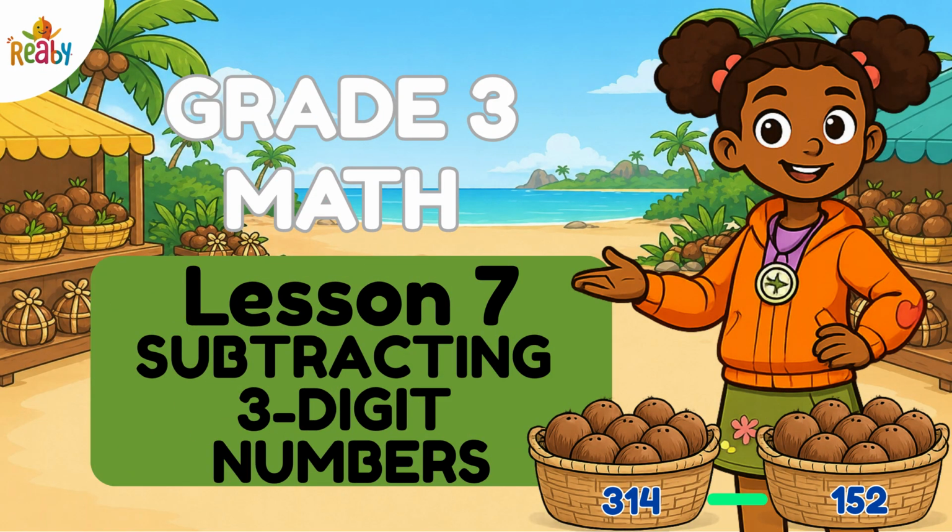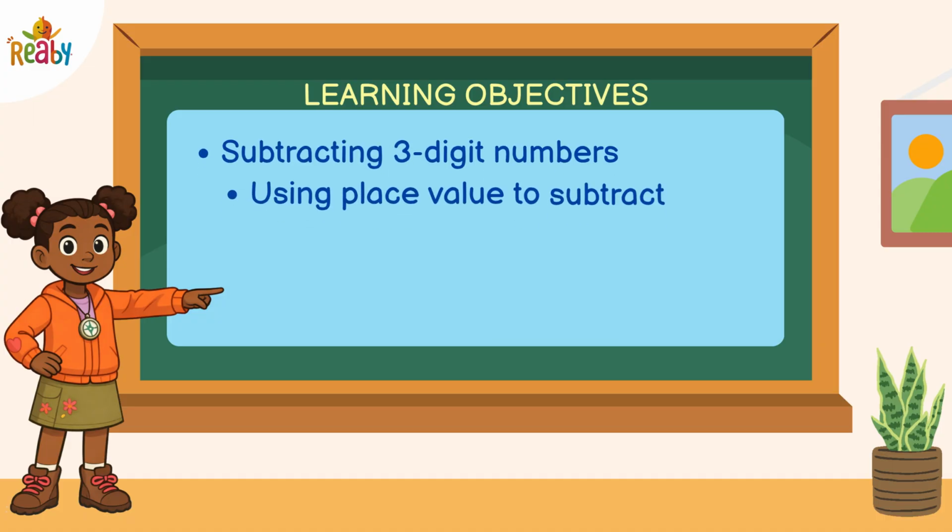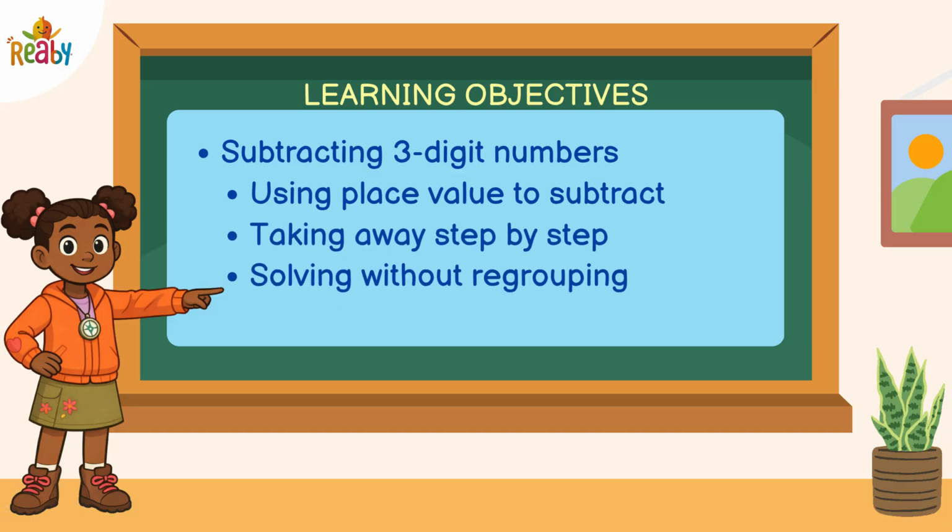Today at the market, we're doing the opposite of adding. We're taking away 3-digit numbers. Before we get started, here's what we're learning today. Subtracting 3-digit numbers, using place value to subtract, taking away step by step, and solving without regrouping. So we're removing coconuts one place at a time.